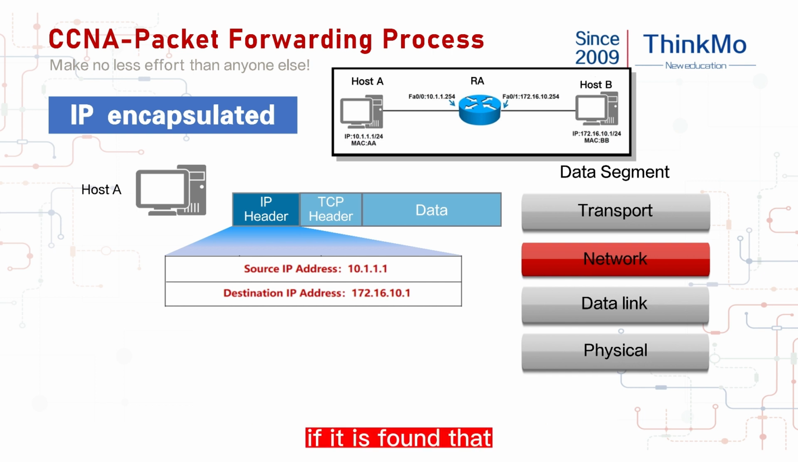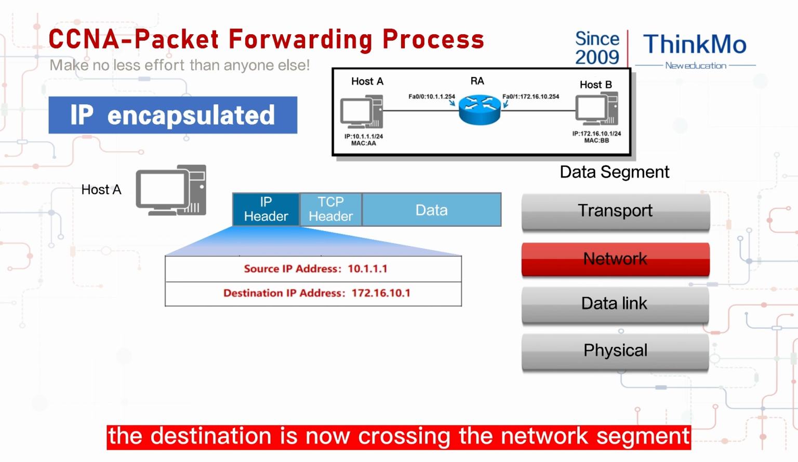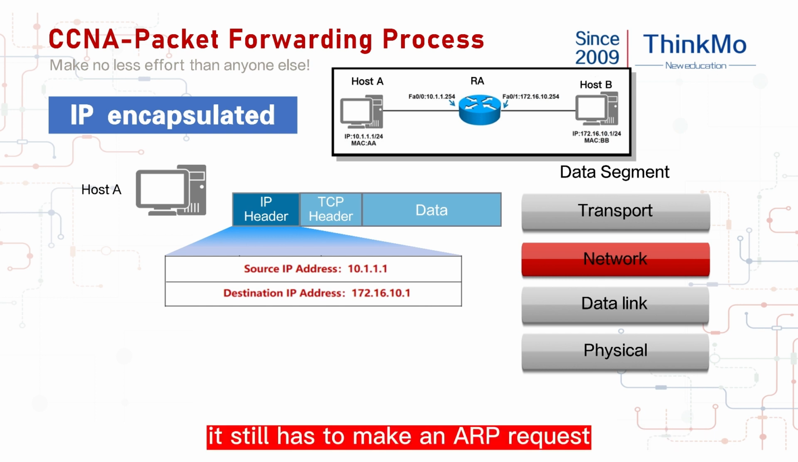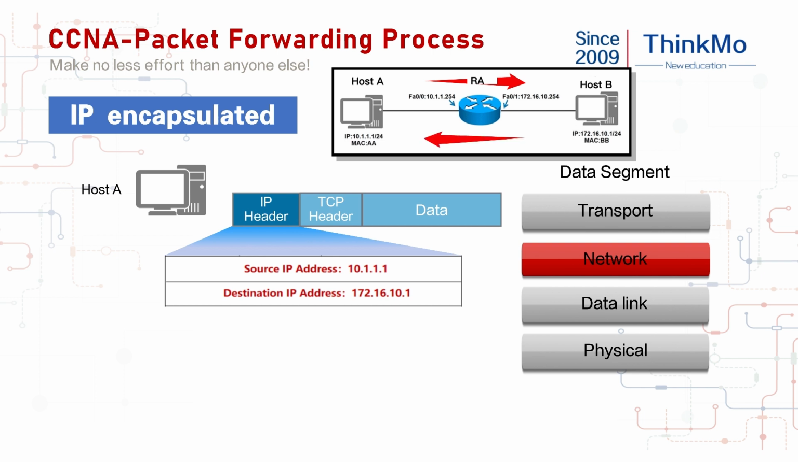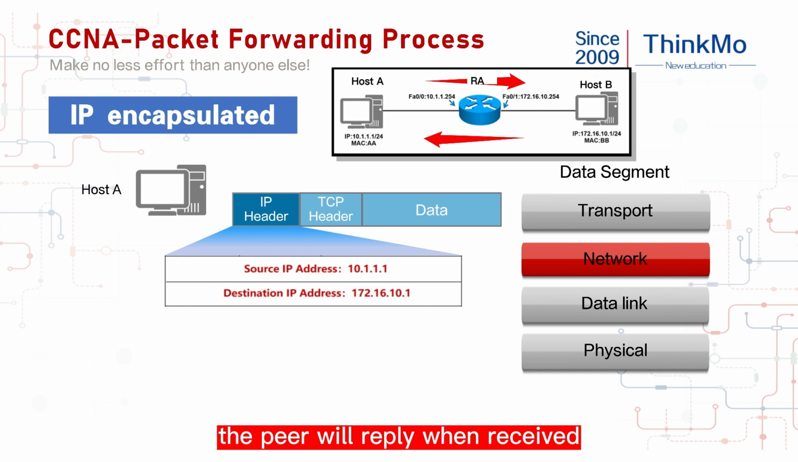If it is found that the destination is now crossing the network segment, it still has to make an ARP request. But do you remember? If theoretically they are directly connected, in the same network segment, host A directly sends the ARP broadcast to request the MAC address of the peer. The peer will reply when received.